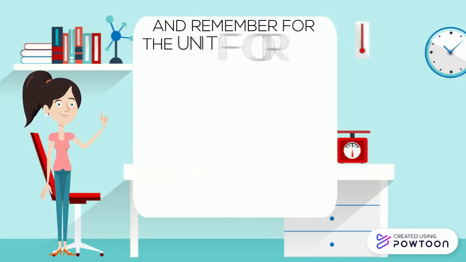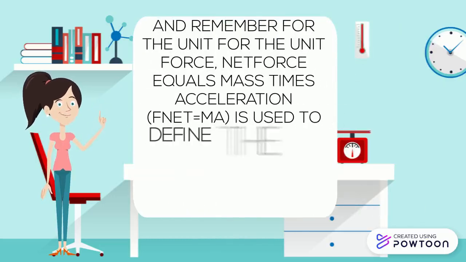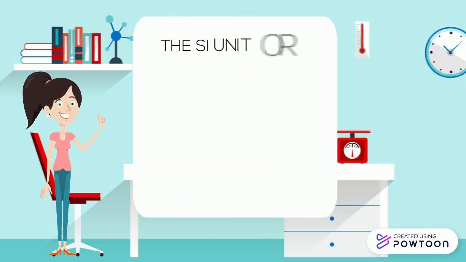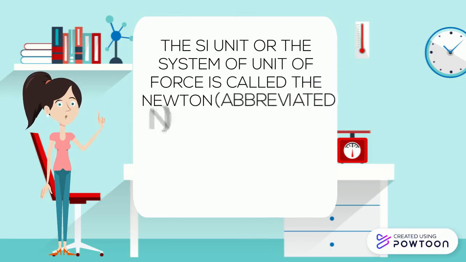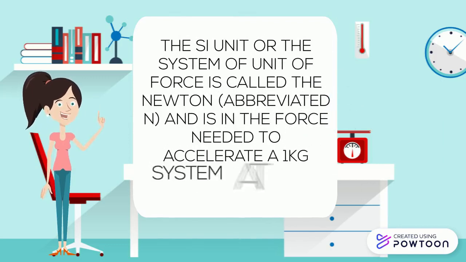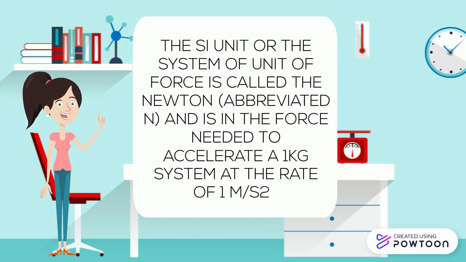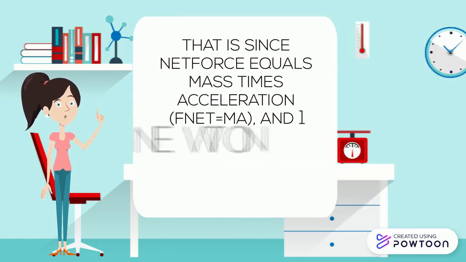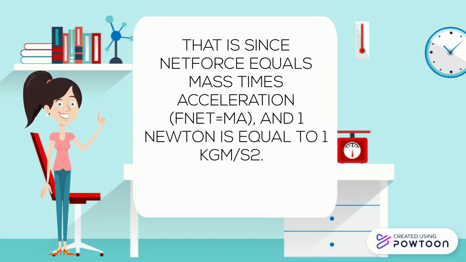And remember, for the unit of force, net force equals mass times acceleration is used to define the units of force in terms of the basic units for mass, length, and time. The SI unit, or system of units, of force is called the Newton, abbreviated N, and is the force needed to accelerate a 1 kilogram system at the rate of 1 meter per second squared. That is, since net force equals mass times acceleration, 1 Newton is equal to 1 kilogram meter per second squared.